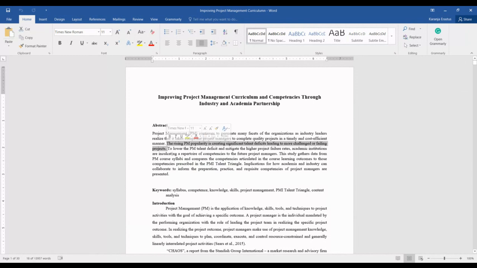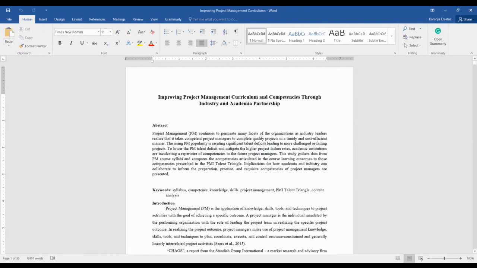We have actually talked about that. To lower the PM talent deficit and mitigate the higher project failure rates, academic institutions are inculcating competencies in their future project managers. So basically you're trying to train new people to assume the role of project managers. In this study, we gather data from 3 syllabi and compare the competencies articulated in the course learning outcomes to those prescribed in the PMI talent triangle. We have mentioned the PMI. It's a concept called the PMI talent triangle, which says that to be an effective project manager, you need to have this type of skills. So basically what we are doing in this paper is we collected some syllabi, went through them, and tried to find out whether they articulate what project managers should know.